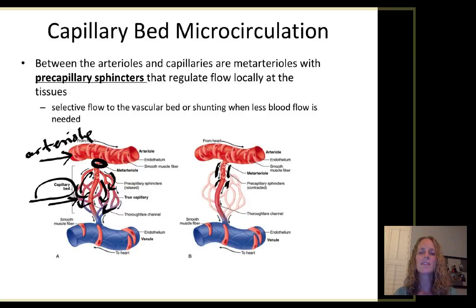This would be done in tissues that have less metabolic need. So you would open up the precapillary sphincters to increase the blood flow to an area, or you can close the precapillary sphincters to shunt the blood when less blood flow is needed.